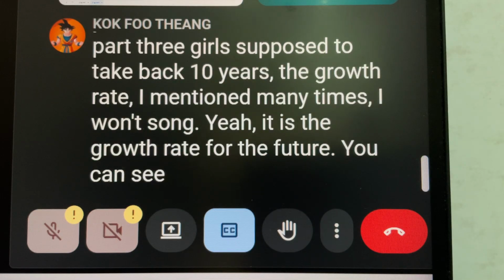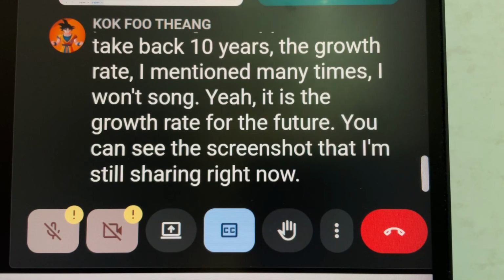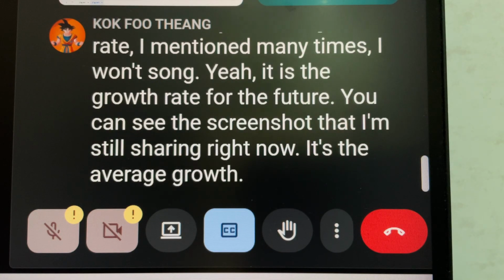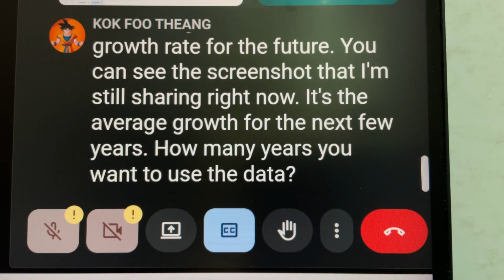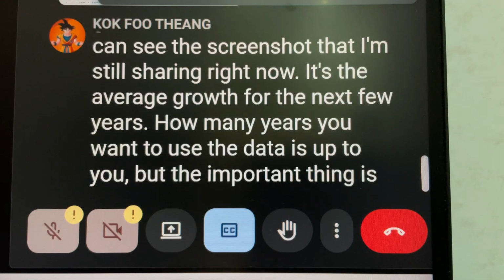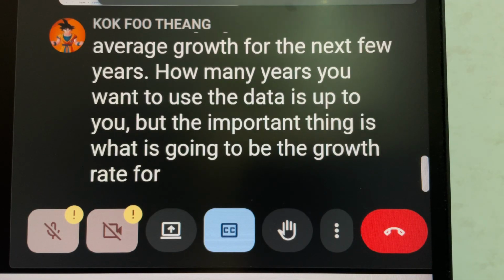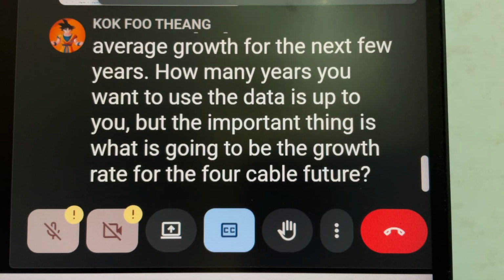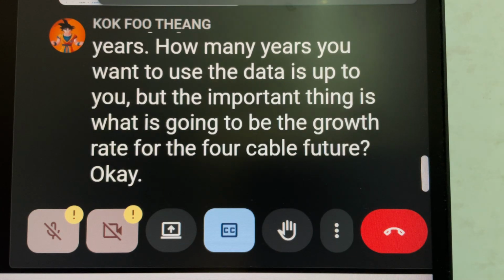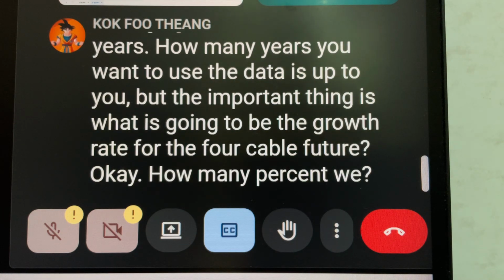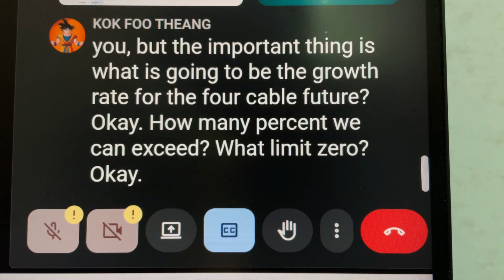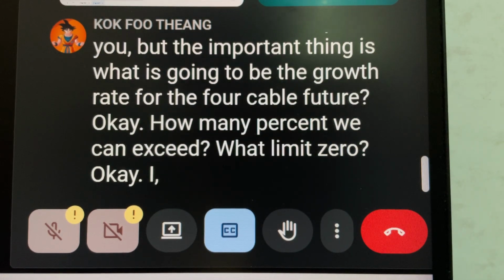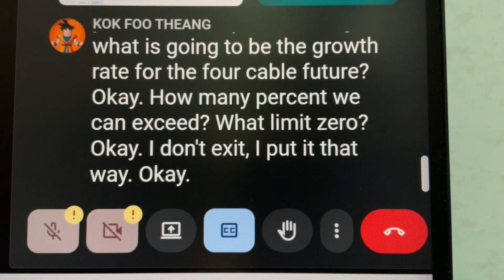You can see the screenshot that I'm still sharing right now. It's the average growth for the next few years. How many years you want to use the data is up to you, but the important thing is what is going to be the growth rate for the foreseeable future. Okay. How many percent we can exceed what limit? 0. Okay. I don't exceed, put it that way. Okay, right.